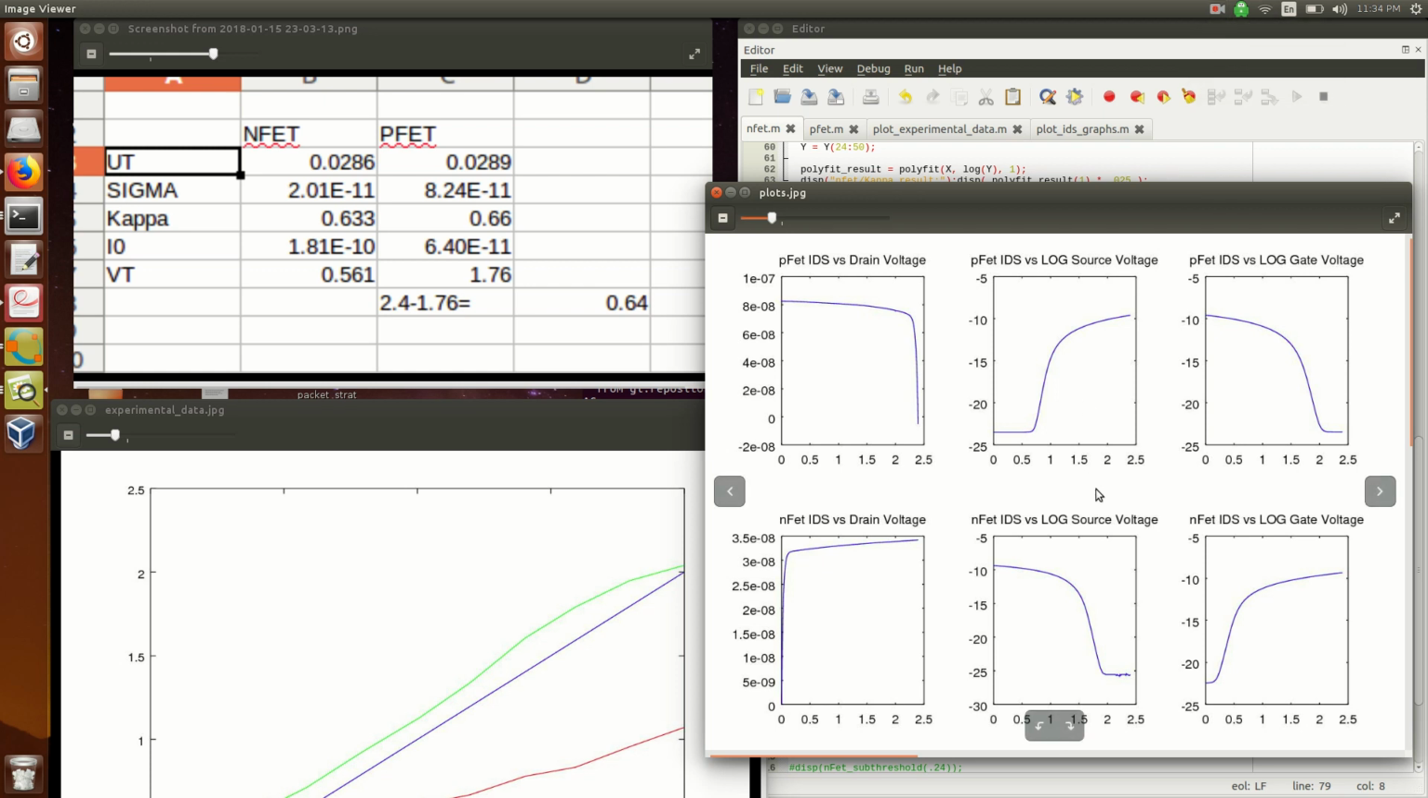For calculating I naught, we just took the value of IDS when VGS was equal to 0 in the gate voltage sweep. In the picture we have here, it's showing a log, but we didn't take the log value, we just took the regular Y value.